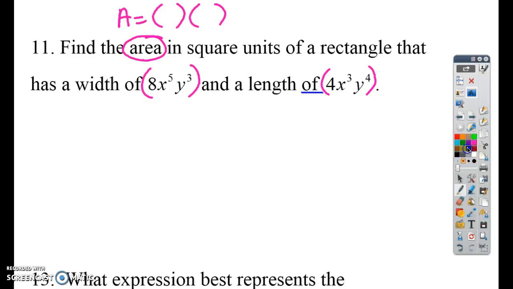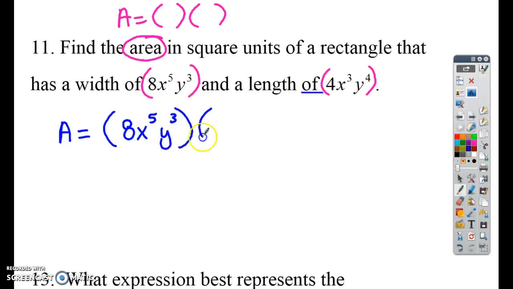So when you write that down, you say that the area equals 8x to the 5th power y to the 3rd power times 4x to the 3rd power y to the 4th power. Notice that the exponents are really big, so that's when we expand, okay? We multiply the coefficients, so 8 times 4 gives you 32. And then you expand the letters.